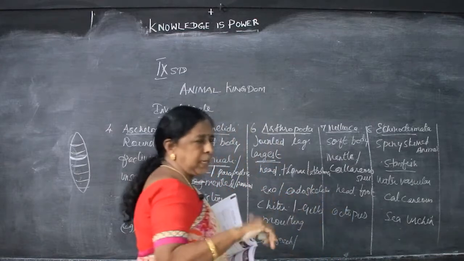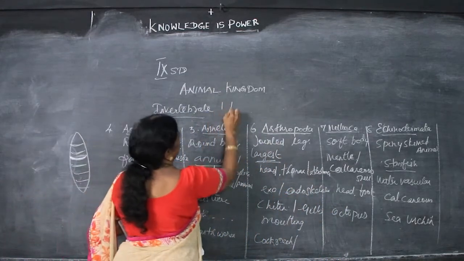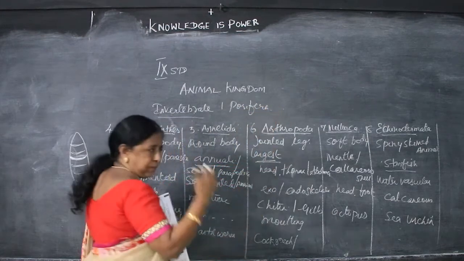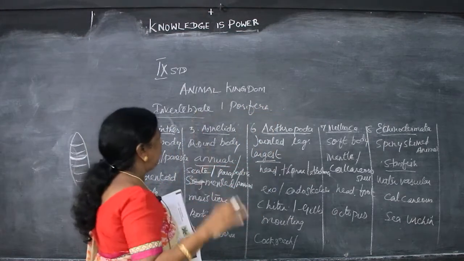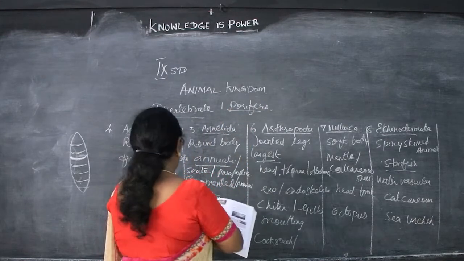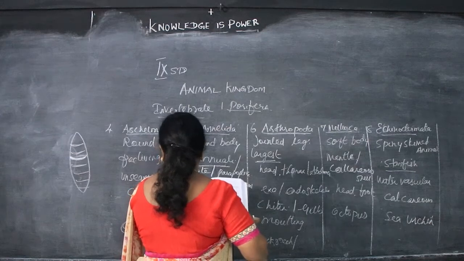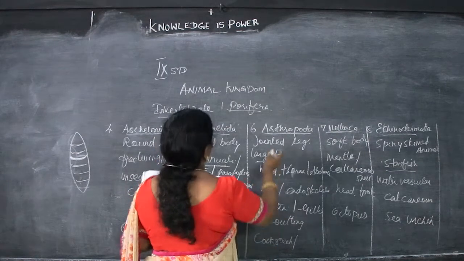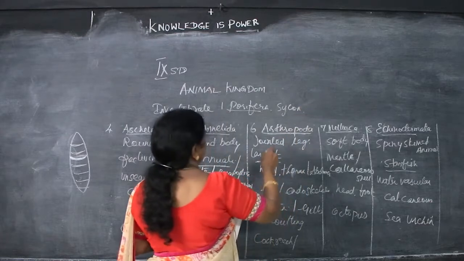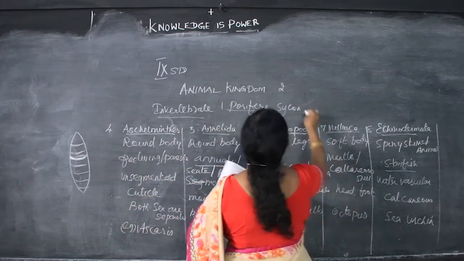So let me say again what are the phyla under invertebrates. First one is Porifera. This is the first type. Body is full of pores. We don't have the example, but the example is Sycon. Next to Porifera, secondly we have seen Coelenterata.